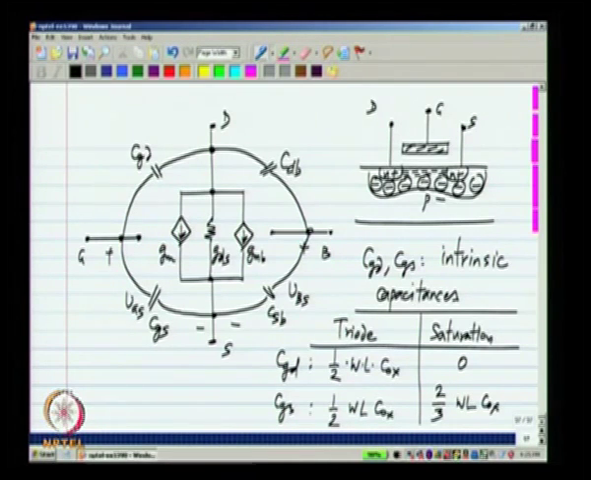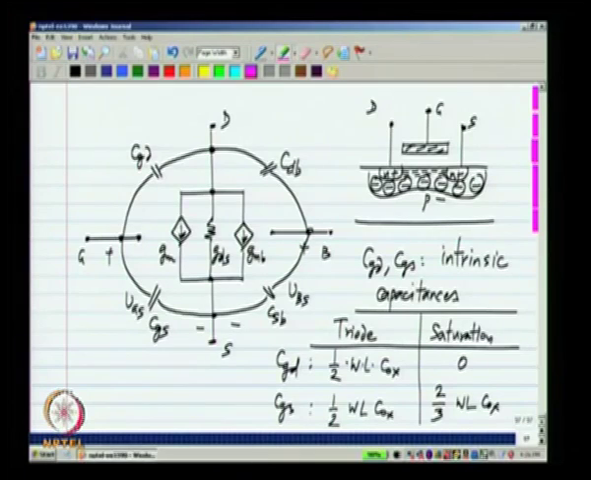Okay. All these come from device physics by calculating the amount of charge in the inversion layer. Okay. The total charge is 2/3 WL Cox and all of it is apportioned to the source. Now, nothing is apportioned to the drain because at the drain end the channel is not inverted and there is pinch off. So, nothing is really connected to the drain, so to speak. Okay. So, these are the values of CGD and CGS.